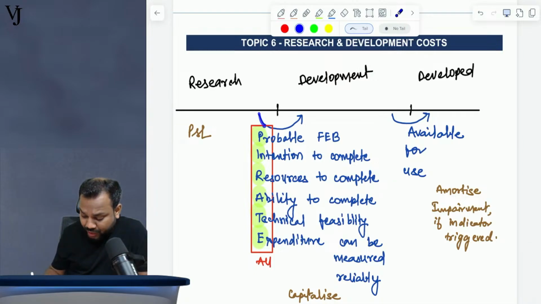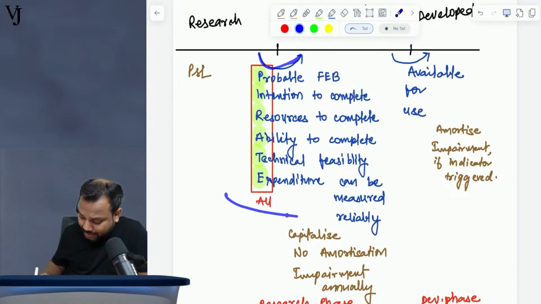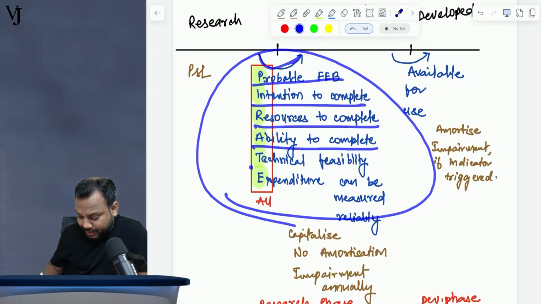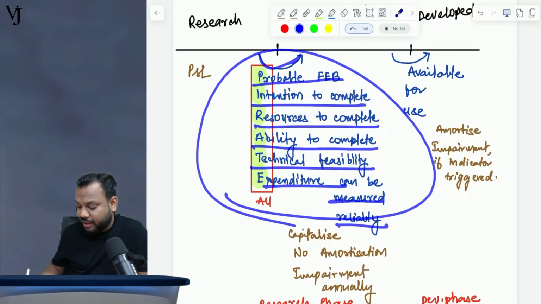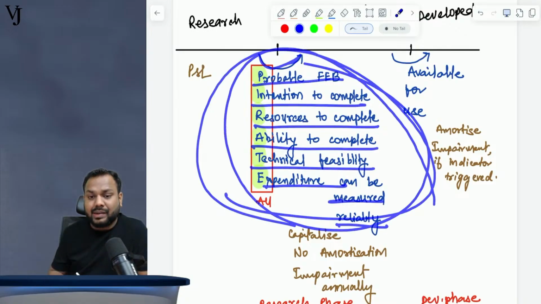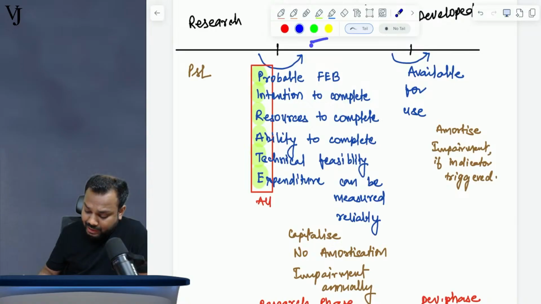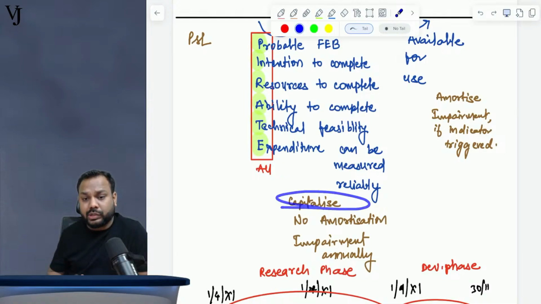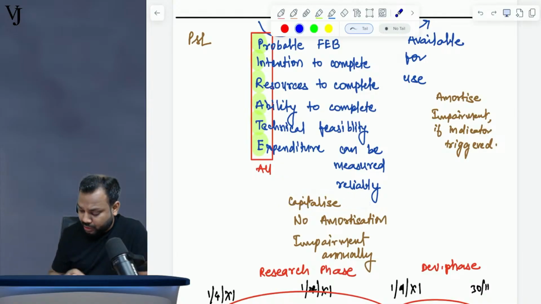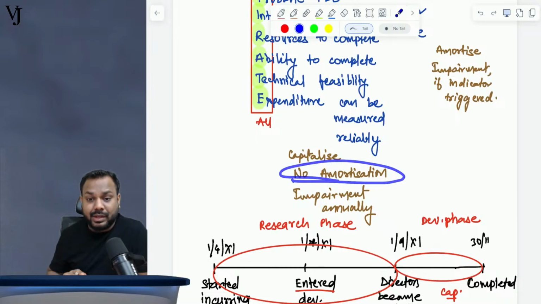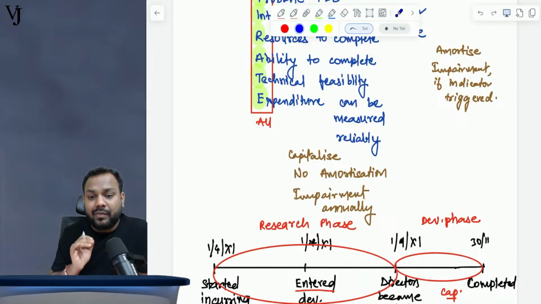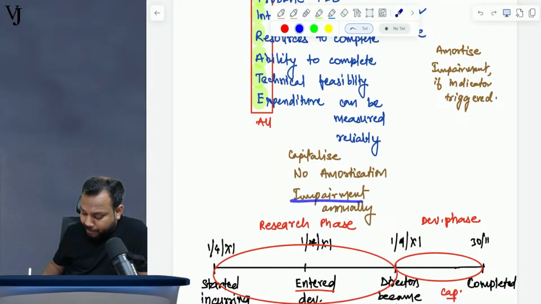Under development phase, when all the conditions are satisfied, that is probable future economic benefits, intention to complete, resources to complete, ability to complete, technical feasibility, and expenditure can be measured reliably, we enter the development phase. Now we capitalize the costs incurred. There is no amortization as of now, because it is still under development. But impairment has to be done annually.